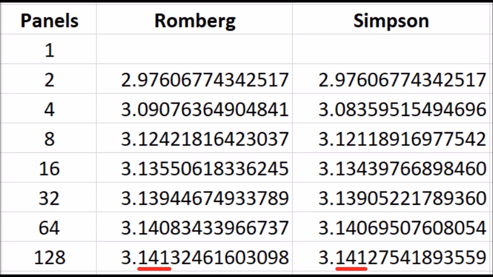Welcome back as we continue to pursue better ways of finding digits of pi. Last time we numerically integrated a quarter circle. These are the results of that. Even after dividing the area into 128 panels, neither Simpson's rule nor Romberg integration gave us more than 3 digits past the decimal point. Today, we are going to refine our method to get better performance.